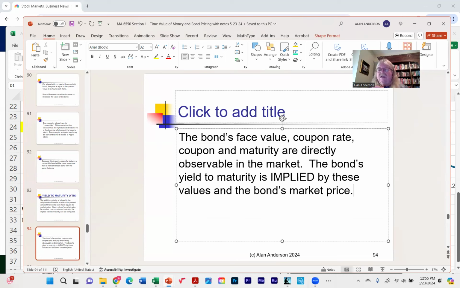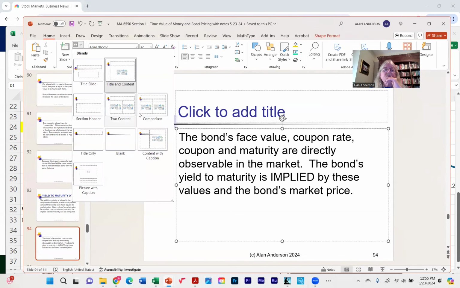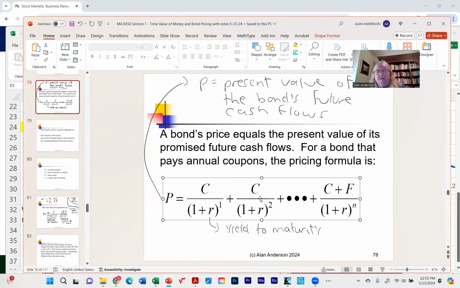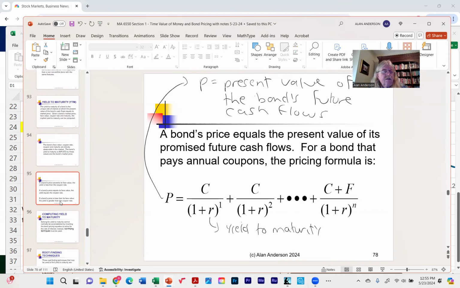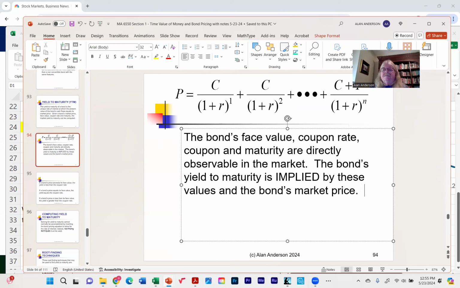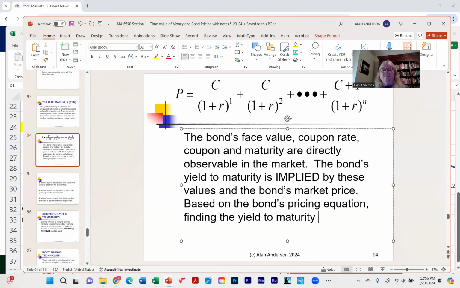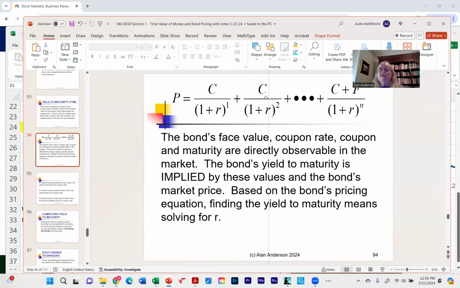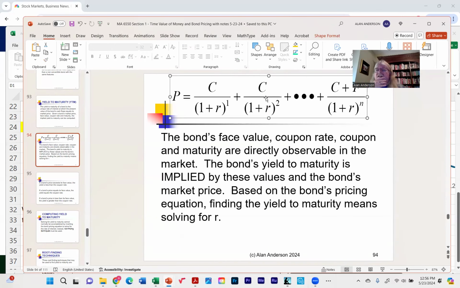Okay. And it's not easy. It's a very complex process because what you're basically doing when you calculate a bond's yield to maturity is you're taking this equation, based on the pricing equation. Finding the yield to maturity means solving for R. So you might say, well, all right, let's do it. Let's algebraically rearrange this equation and find it. But it turns out that that's not only horribly complicated, but when we get past a certain number of terms, it turns out that it's impossible.